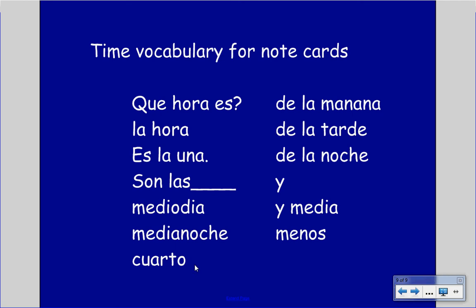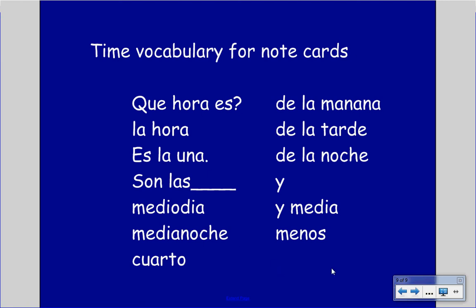The last one I'm adding on here, cuarto. It kind of looks like the number 4, cuatro. And cuarto means a quarter, so it's a quarter of an hour. You can use this with anything. So a quarter of an hour is 15 minutes. So you could say es la una y cuarto, and that would mean it's 1:15. Or if you said son las 10 menos cuarto, that would mean that it's 9:45, because it would be like a quarter till 10. Right?